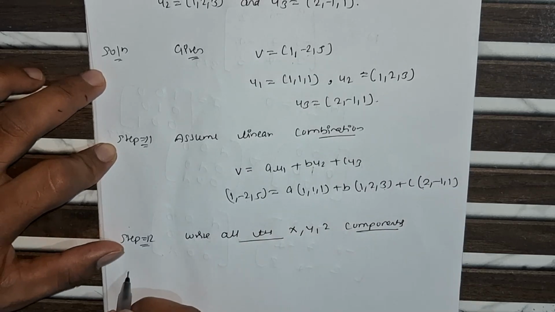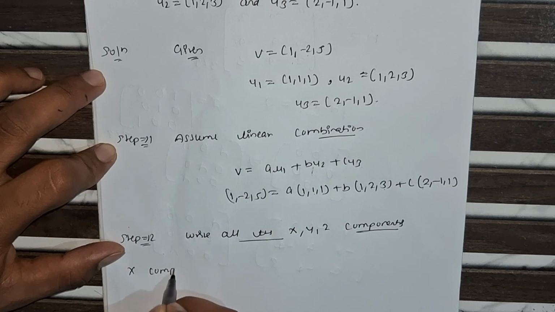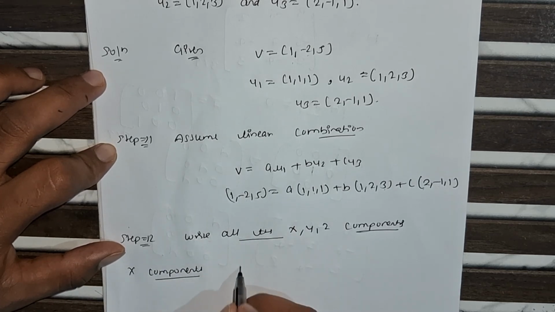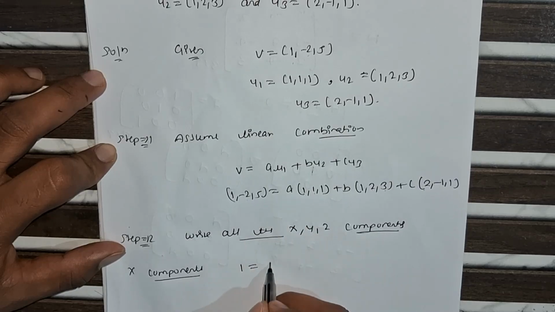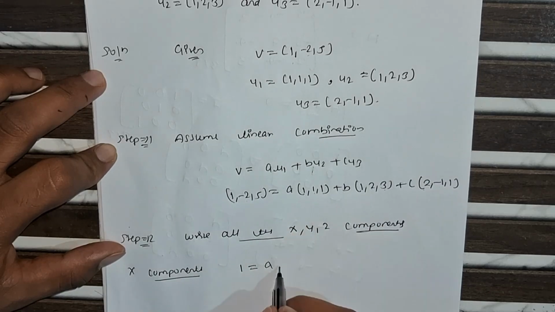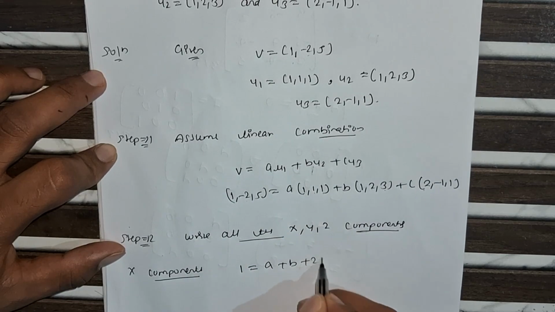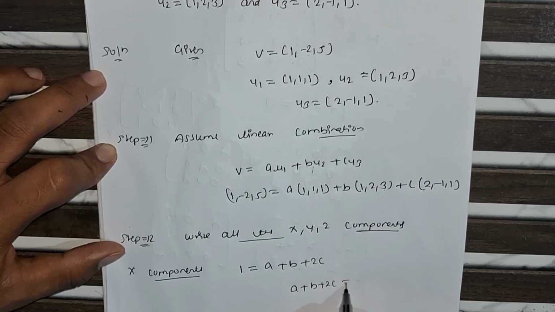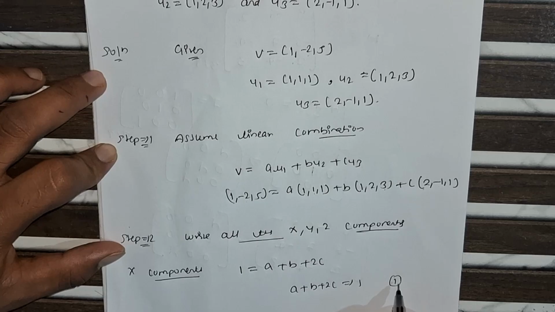So first write the x component, which is 1 equals a plus b plus 2c. So we can write it as a plus b plus 2c equals 1. This is our first equation.